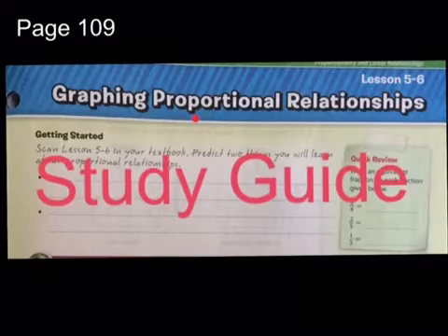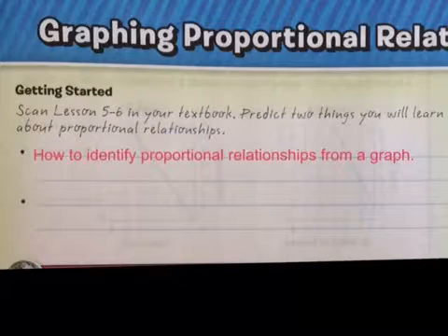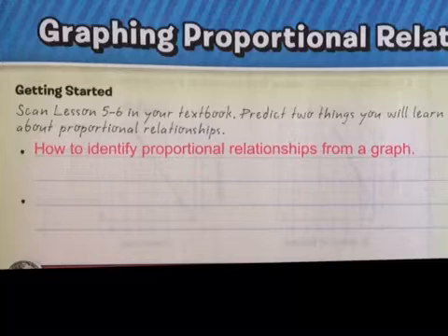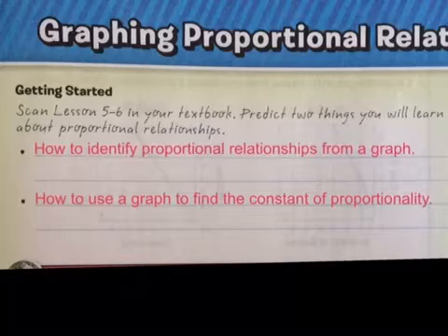5-6, Graphing Proportional Relationships. This lesson is found on page 109. When I look ahead in the lesson and I scan through it, I find that we're going to learn about how to identify proportional relationships from a graph and how to use a graph to find the constant of proportionality. So we're going to identify proportional relationships when they change at a constant rate, and how to graph these constant proportions, right? How we're going to graph them.